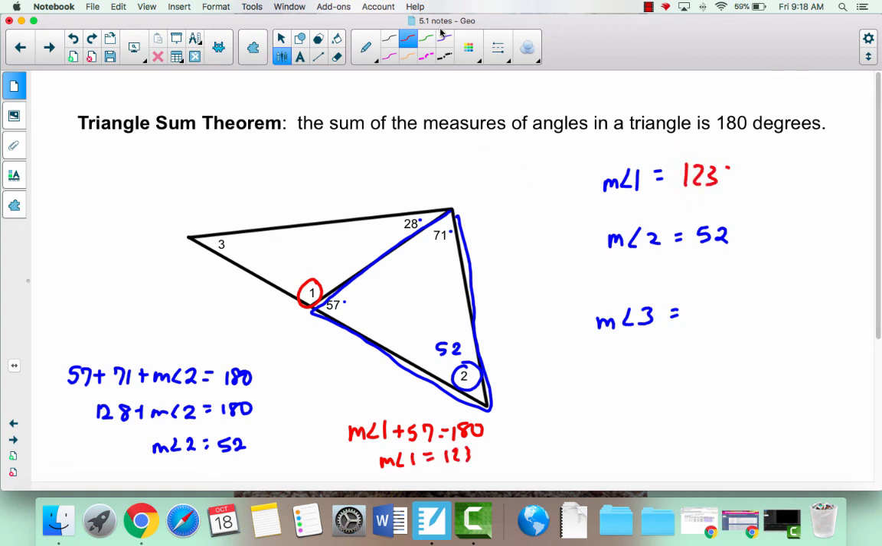And then lastly, we could solve for angle 3. So now that I know this is 123 degrees, I have two of the three angles in the triangle. So I would say that angle 3 plus 28 plus 123 would equal 180 degrees as well. So you could add and subtract that over, and that would get you your final measurement. So it's just a bunch of addition and subtraction. You just have to know which angles to add together.